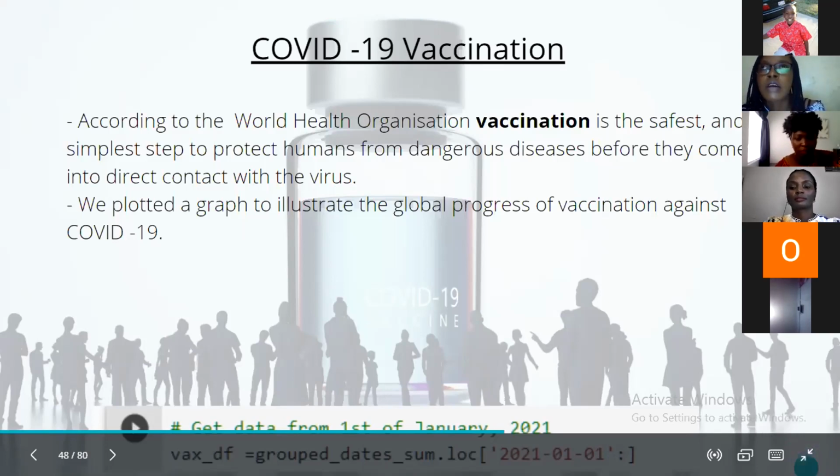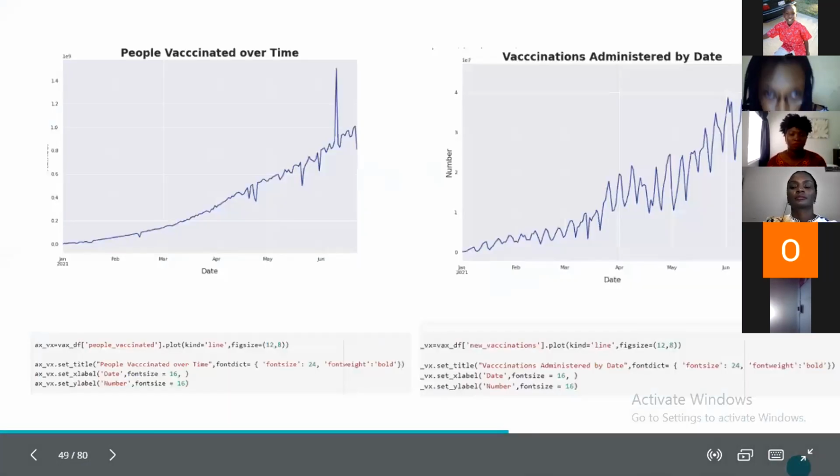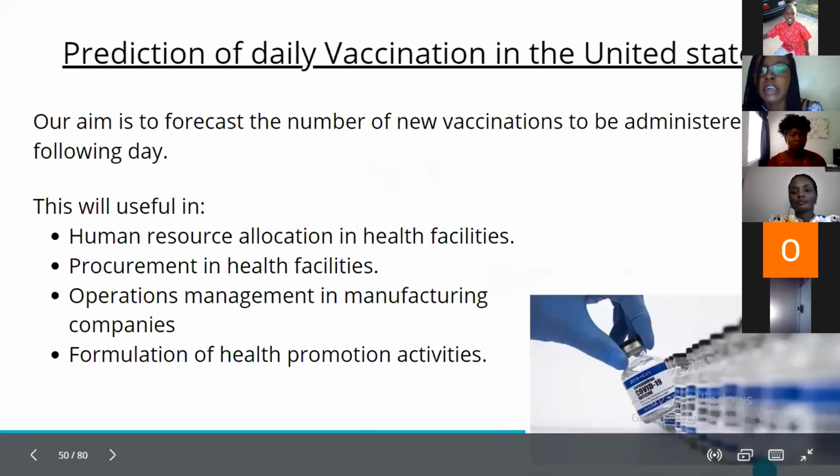And this is the reason why we wanted to come up with a model that would make the vaccination process easier, whereby we would be able to predict daily vaccinations. So we first tried and saw that the uptake of the vaccine is quite good, as you can see with the growth of these curves, daily vaccinations and cumulative vaccinations. As I mentioned, we wanted to come up with this model, and one of the main reasons was human resource allocation for vaccinations.